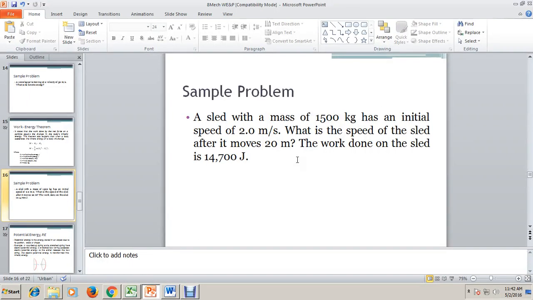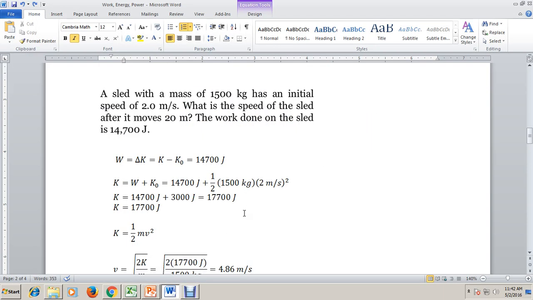Okay, so what we see here in the PowerPoint presentation is the same as presented here in the document. A sled with a mass of 1,500 kilograms has an initial speed of 2 meters per second. What is the speed of the sled after it moves 20 meters, if the work done on the sled is 14,700 joules of work?